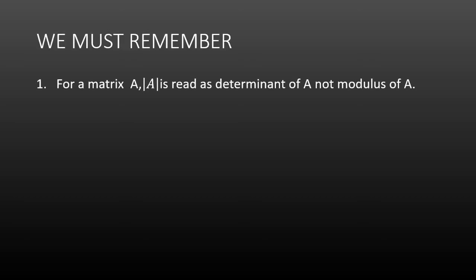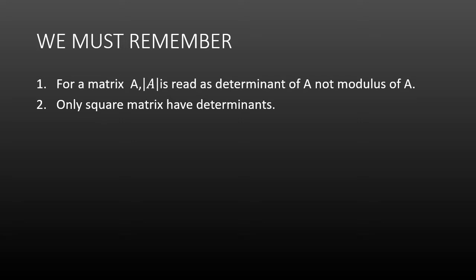So we will keep in mind these two things: that determinant of A, this symbol, is read as determinant of A, not modulus of A. And second, that determinants are found only for the square matrix. So if you have a matrix of order 2 by 3 or 2 by 4 or 3 by 1, 3 by 2, then you cannot find out the determinant for the matrix. The determinants can be found only for the square matrix.